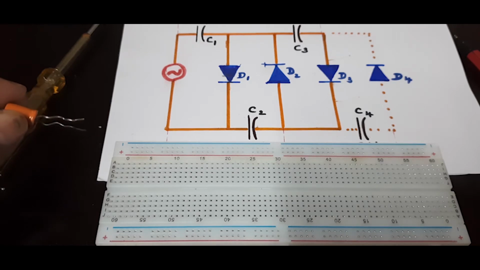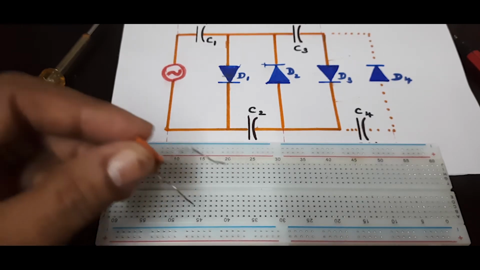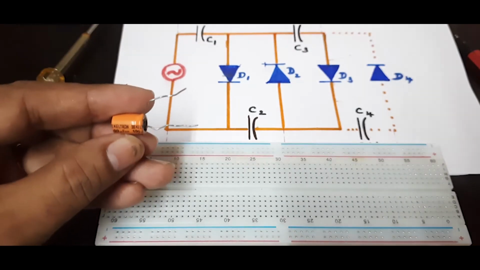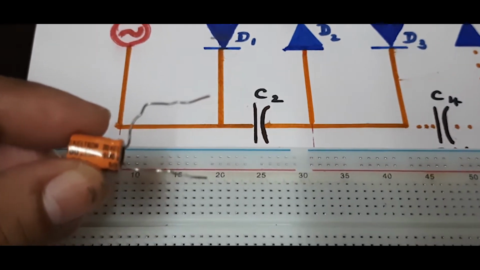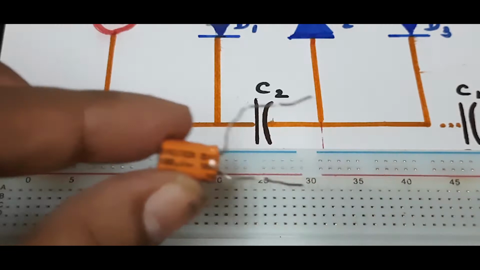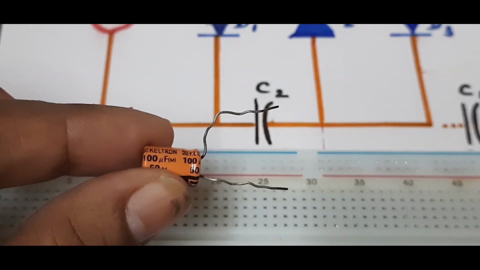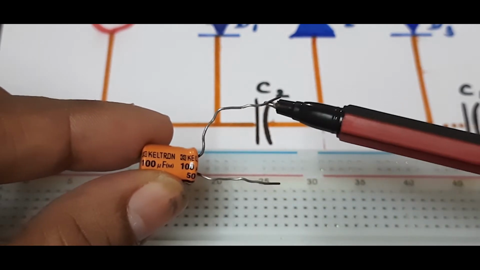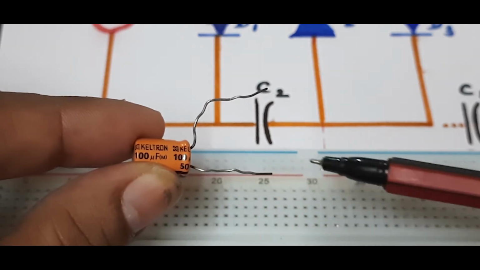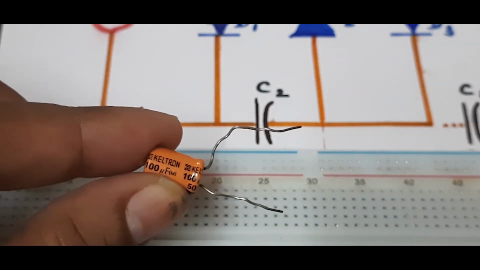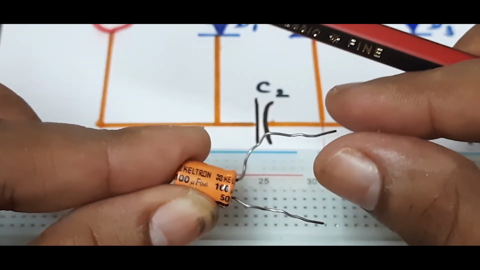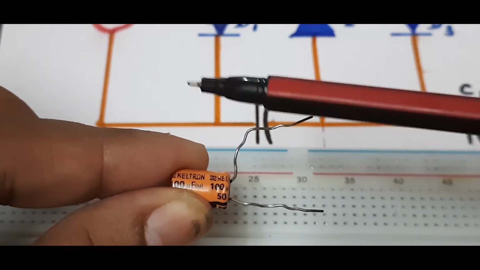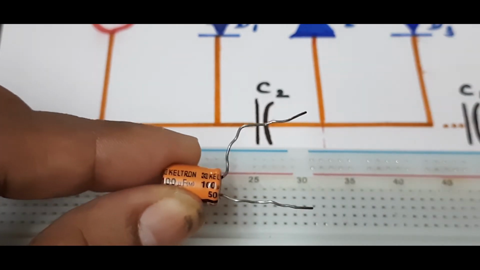Now let us construct the circuit in the breadboard. So this is a capacitor. I have taken 100 microfarad capacitor. Here you can see it. 100 microfarad. The longer leg is a positive leg and the shorter one is a negative leg. I would like to bend the capacitor legs, the longer leg in this manner for convenience. So this is a positive and this is a negative.